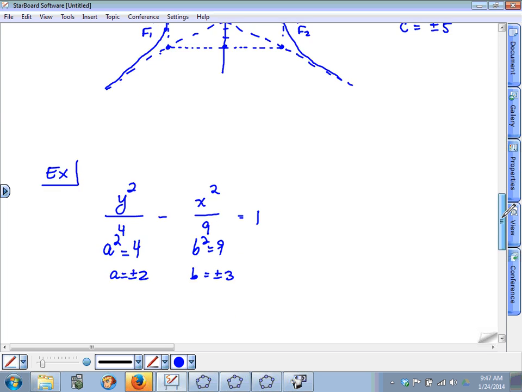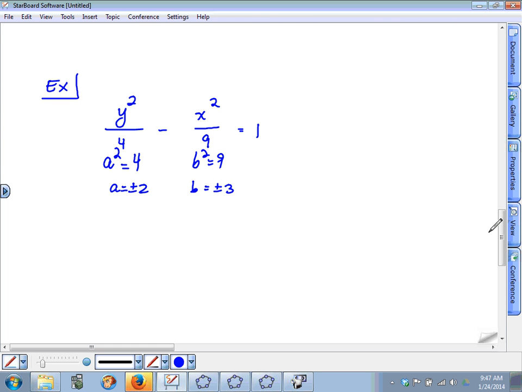Are all of ours going to work out this way? The ones that you're giving us? On the examples, probably not the ones in your homework.